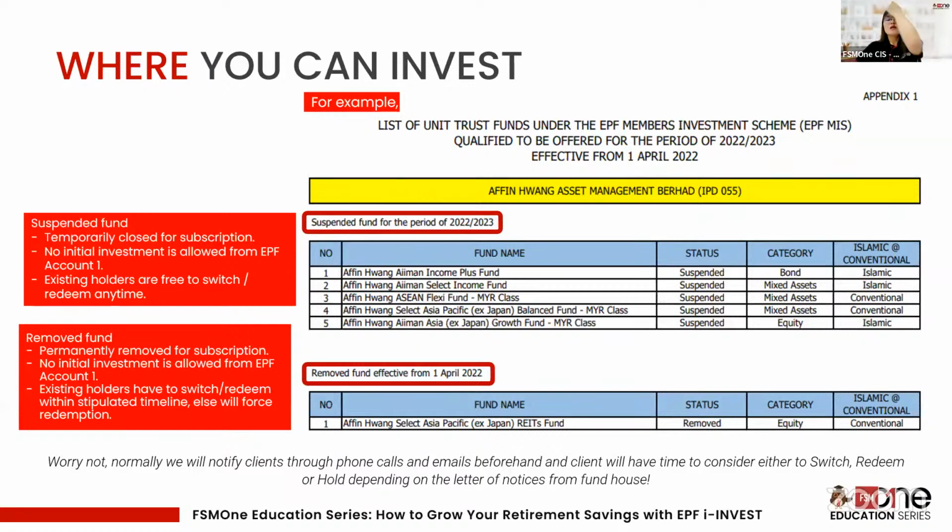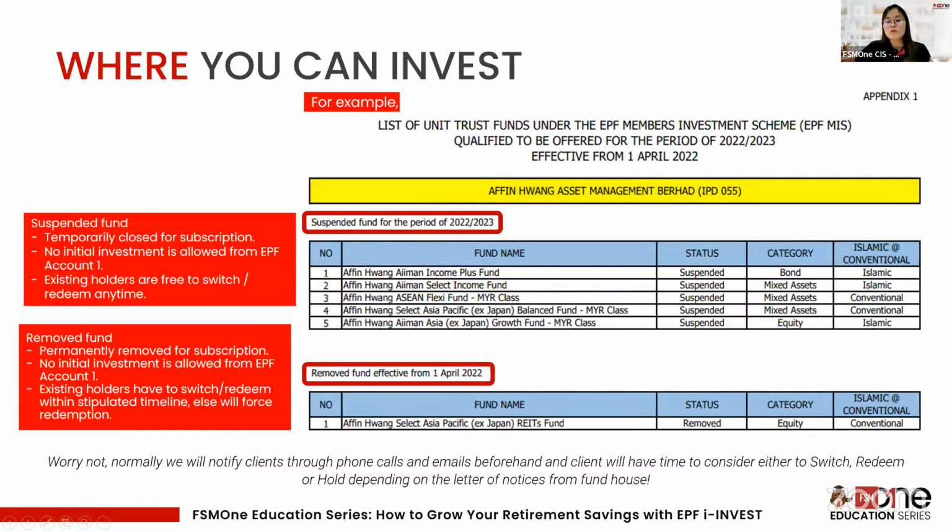On the other hand, when the EPF removes funds from the list, it means the funds are permanently removed from the list, permanently removed for EPF subscription. So about the same, no initial investment is allowed, but existing holders have to switch or redeem within the timeline given. Otherwise, it will be forced for redemption. So this is the difference between suspended funds and removed funds.